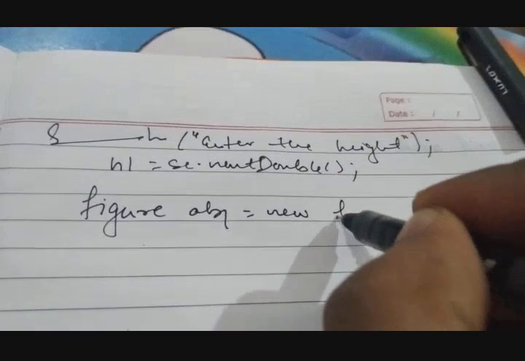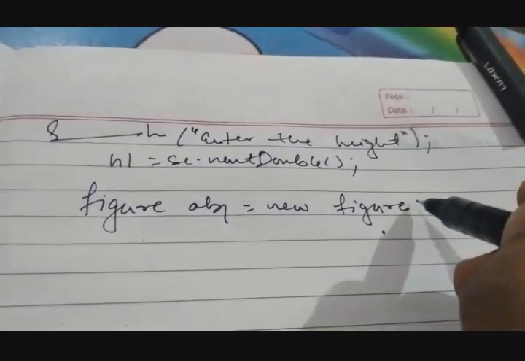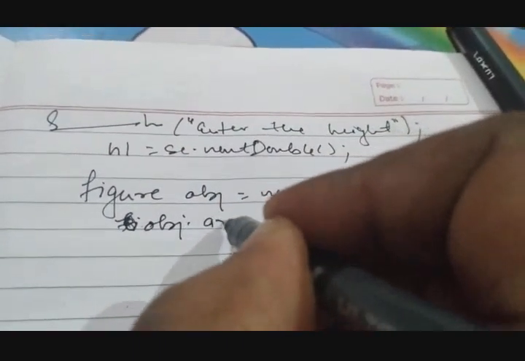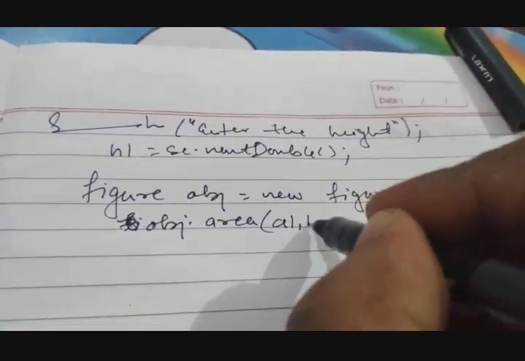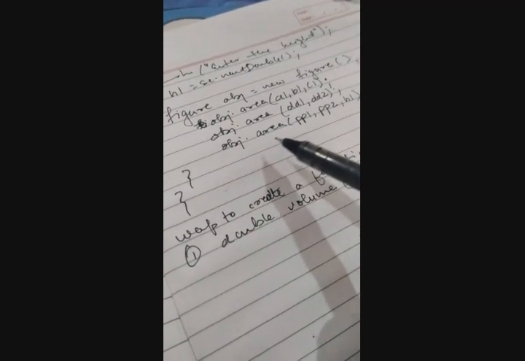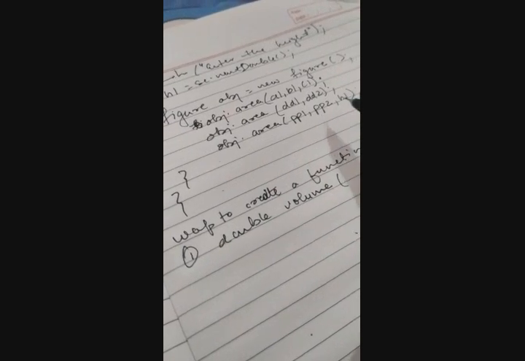Next, create an object, Figure obj equals to new Figure. Now call obj dot area. Here you need to pass a1 comma b1 comma c1. So you created an object here, a1 b1 and c1 passed to the first obj area. Then you are calling it passing dd1 dd2 to obj area, and pp1 pp2 and h1. This is how.